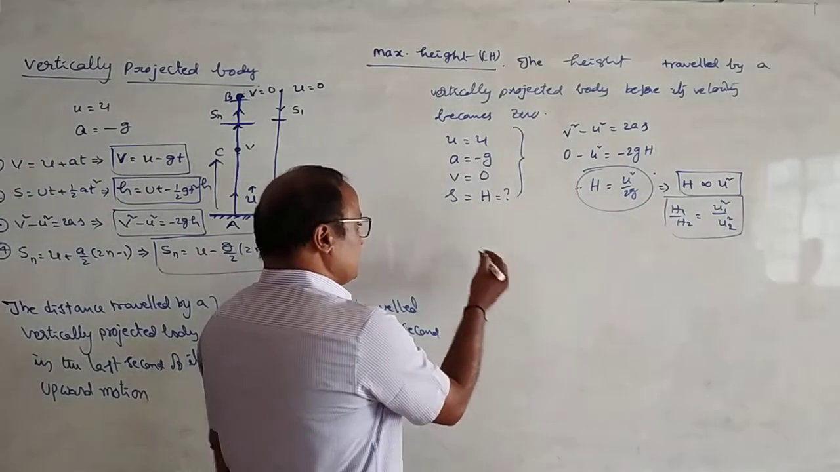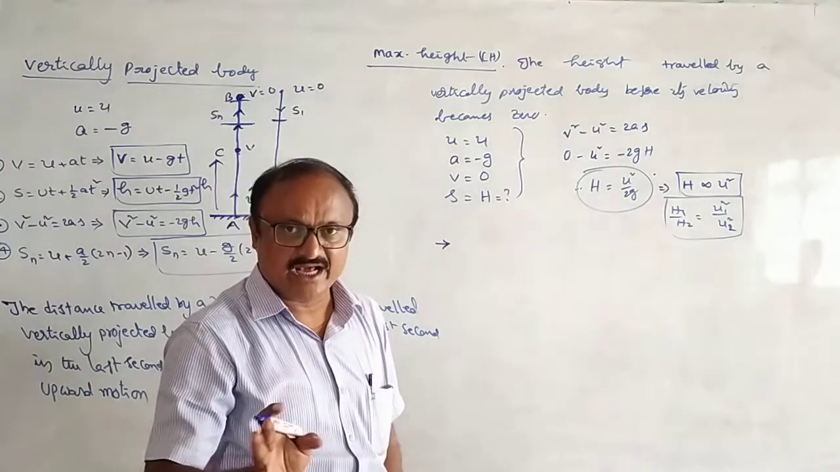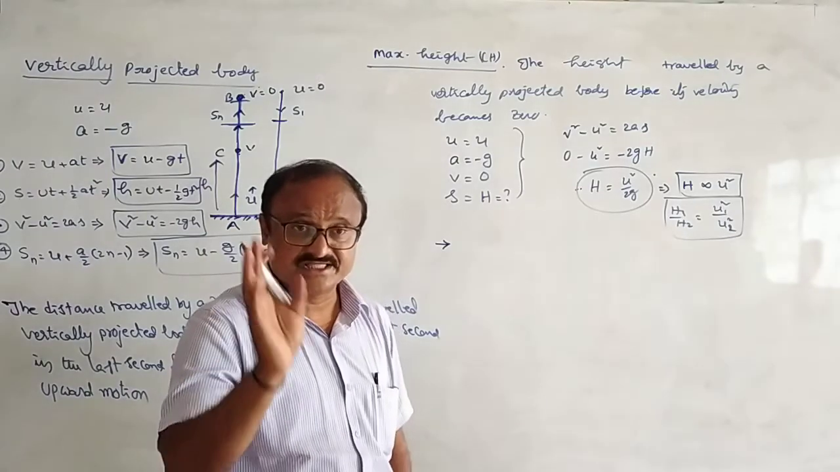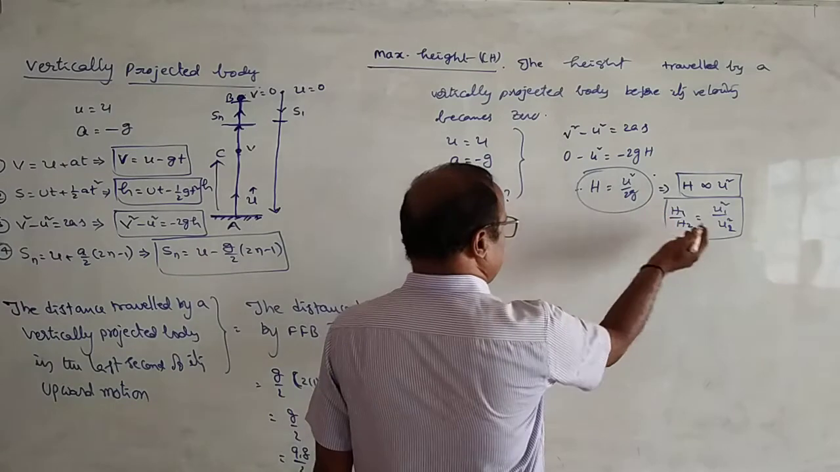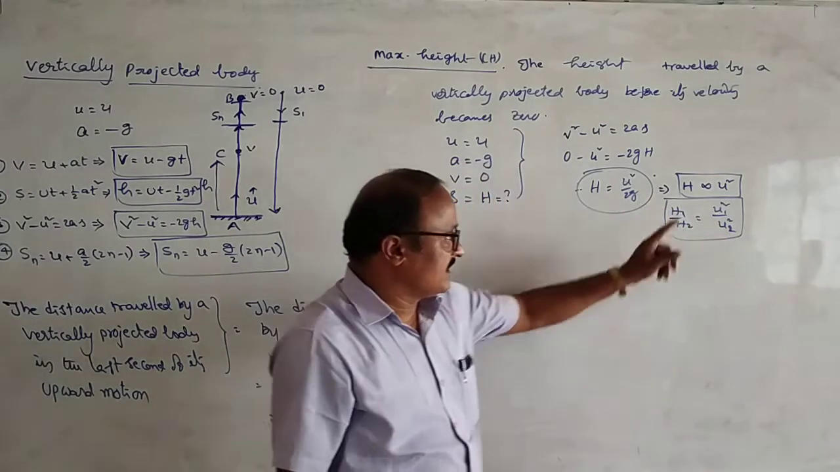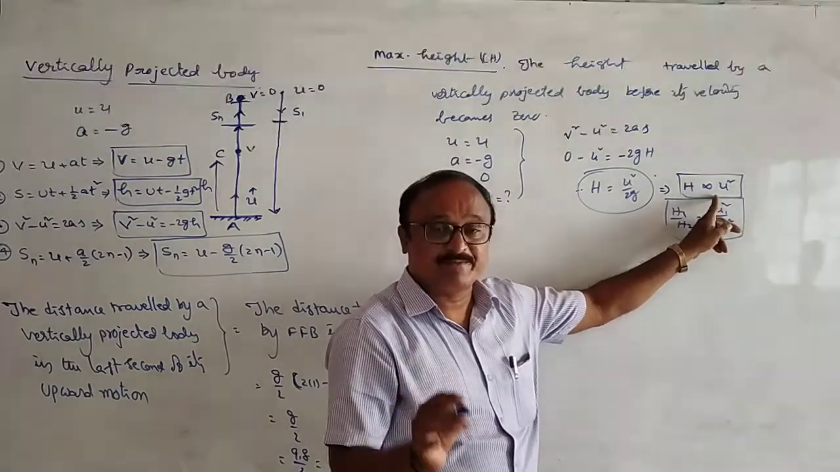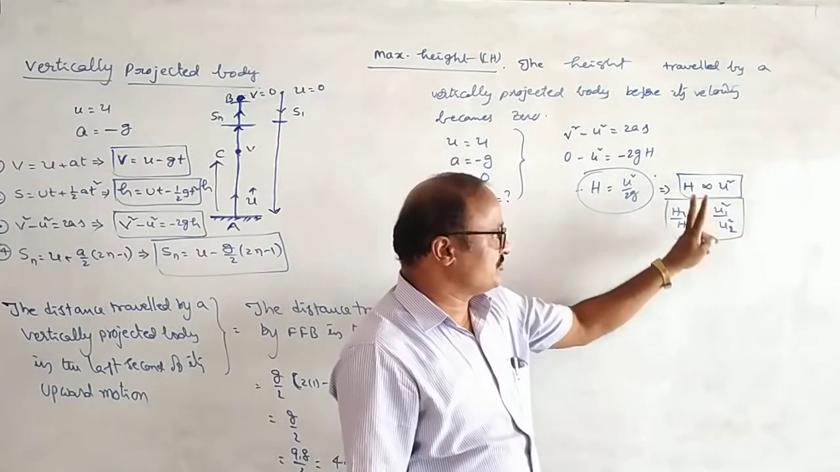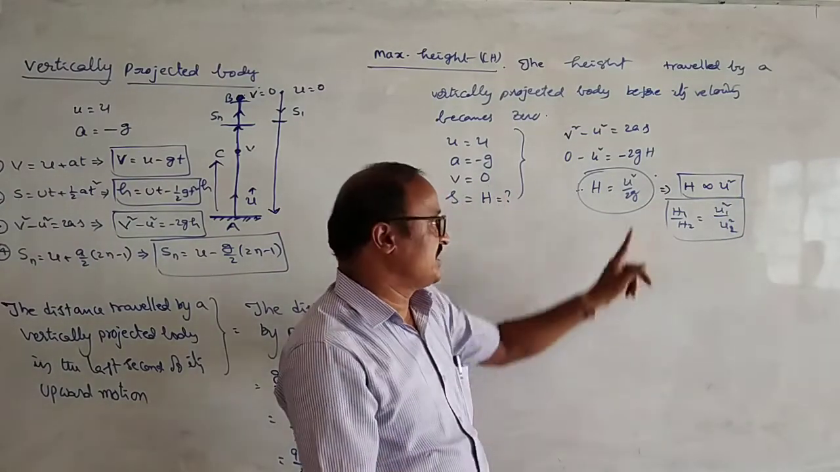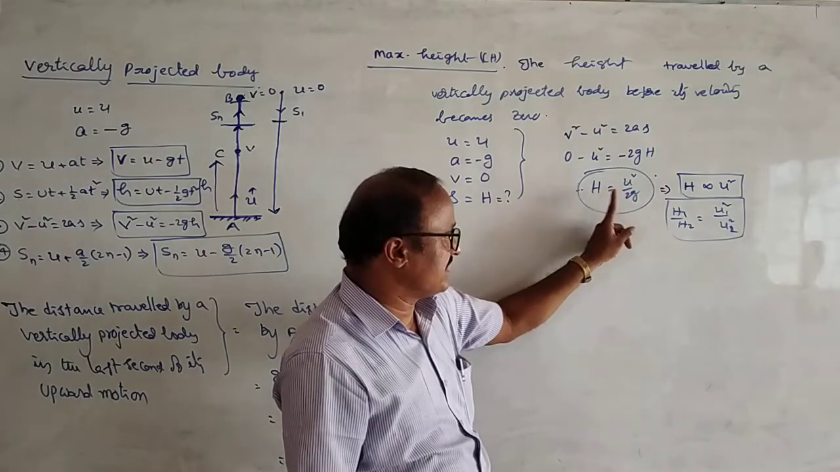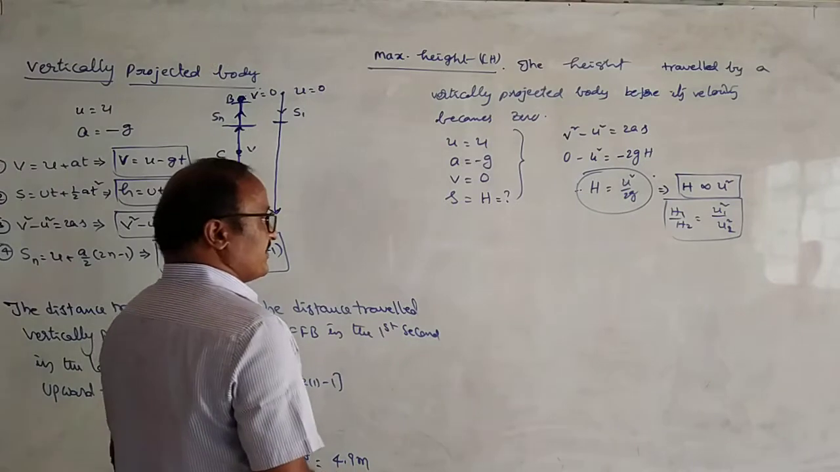So therefore, the maximum height reached by a vertically projected body is independent of the mass of the body. It does not depend on the mass of the body to be projected. It depends only on initial velocity and also gravity. Here, h is proportional to u square at a given place, that means g remains constant. At different places with different velocities, u and g both are variables. In that situation, h is proportional to u square by g. Okay, it is maximum height.